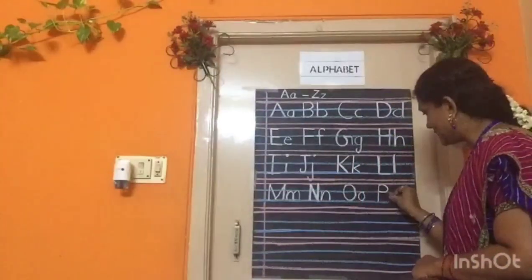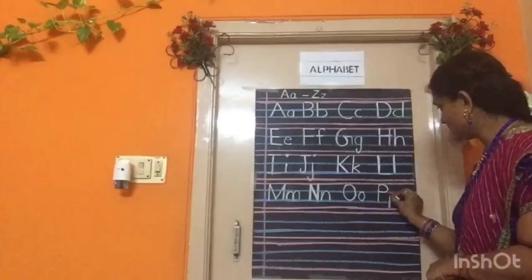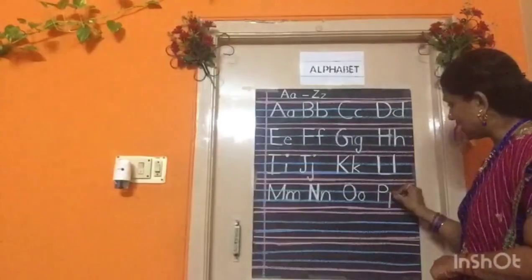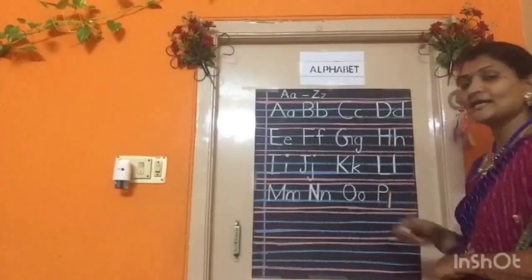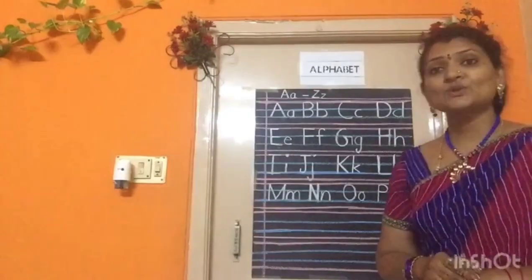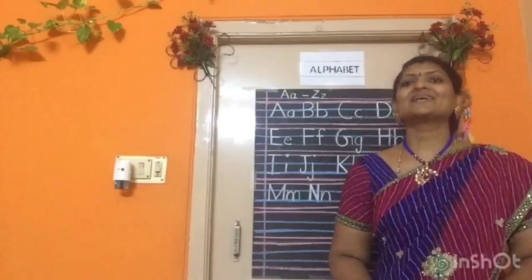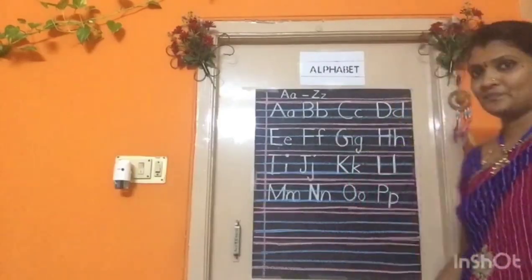Now small p. Vertical line. Next, vertical line from blue line to pink line. Right curve within the two blue lines. P says P. Next comes Q.